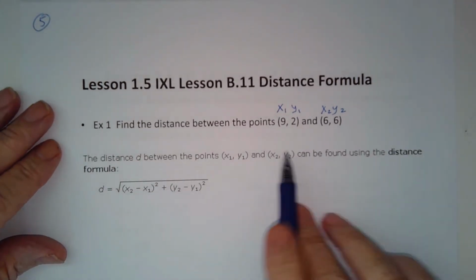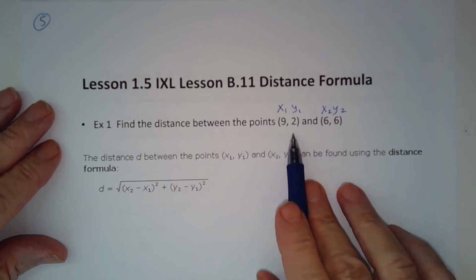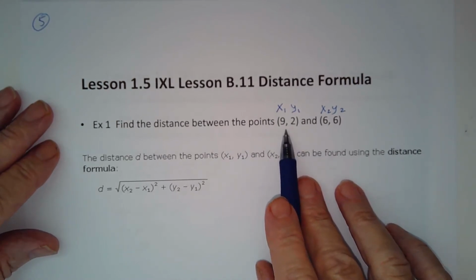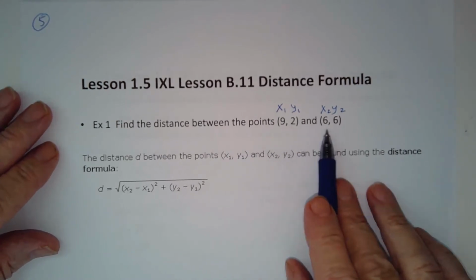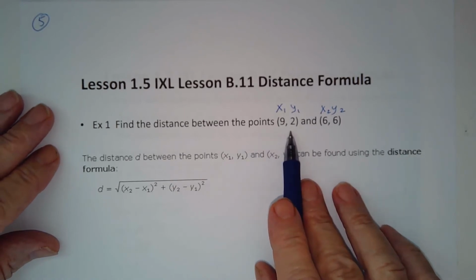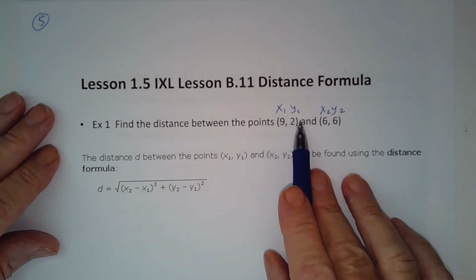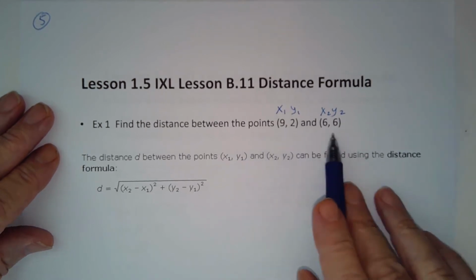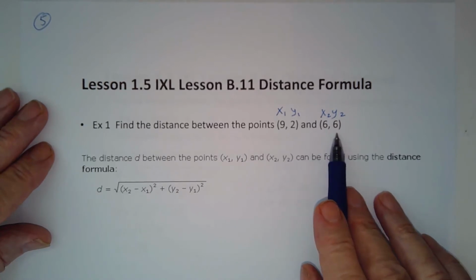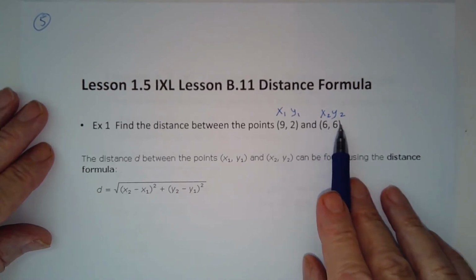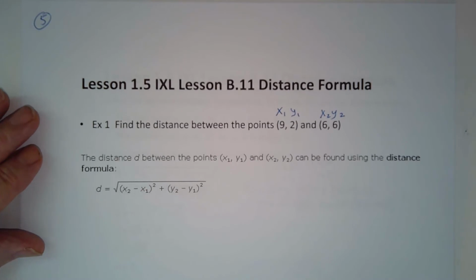Here's our example. We're going to find the distance between the points, the first one of which has xy coordinates of 9 and 2. So I've labeled those x sub 1 and y sub 1. And then the second point has coordinates of 6 and 6. So I've labeled them x sub 2 and y sub 2.